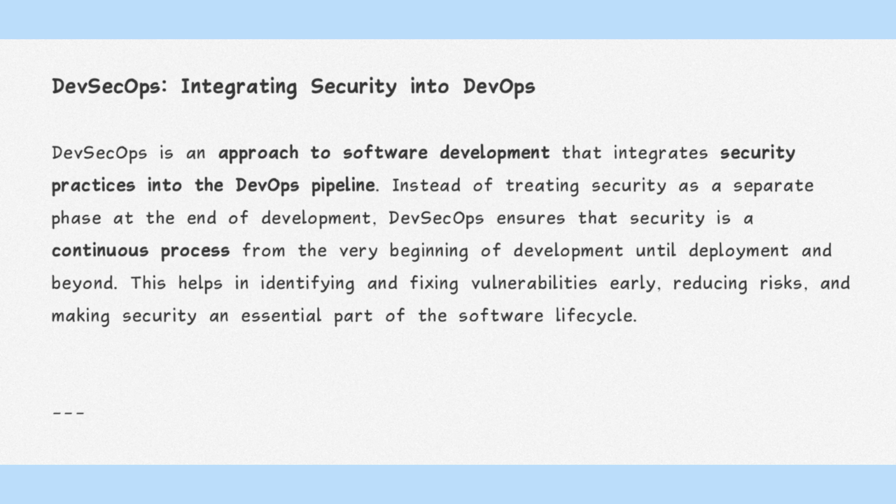Instead of treating security as a separate phase at the end of development, DevSecOps ensures that security is a continuous process from the very beginning of development until deployment and beyond. This helps in identifying and fixing vulnerabilities early, reducing risks, and making security an essential part of the software lifecycle.